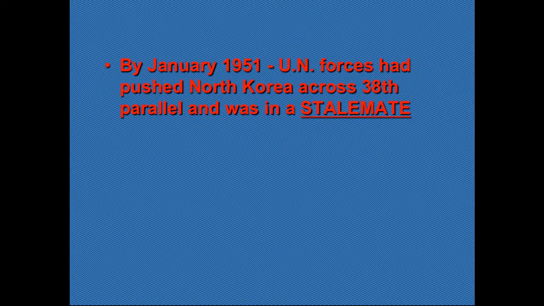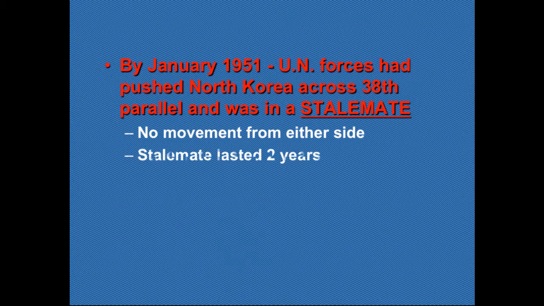By January 1951, remember, this is just 6 months from when North Korea had invaded. Within 6 months, the United Nations forces had pushed North Korea across the 38th parallel and was in a stalemate. That's a key term. There was no movement from either side. This stalemate lasted 2 years. Now, even though it's a stalemate, it is still a war, or a police action from the United States viewpoint.